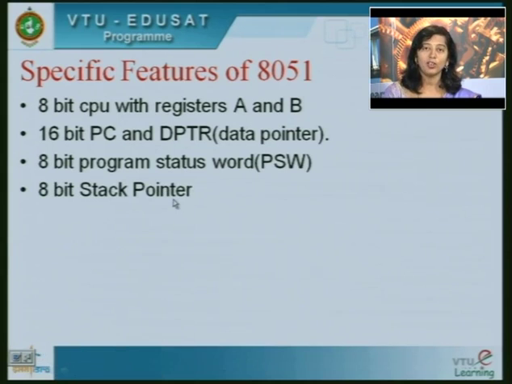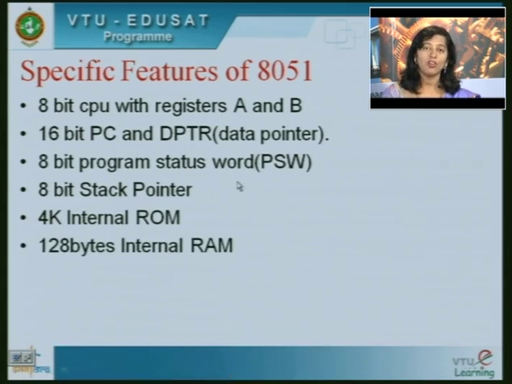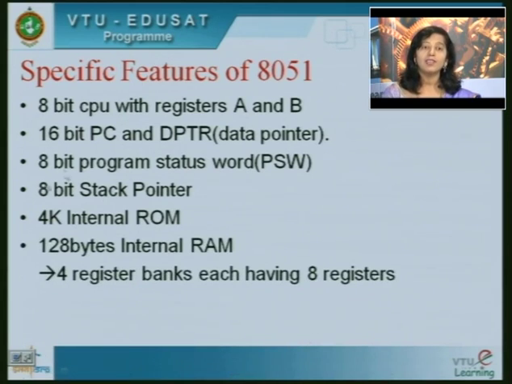Then you have a stack pointer. A stack is one specific area in the memory, and you need to have a pointer to point to the different locations in the stack. So, that is an 8-bit stack pointer. As I told you already, 4 kilobytes of internal ROM to store programs, 128 bytes of internal RAM for temporary data storage. This includes 4 register banks, each having 8 registers. So, there are 4 banks together. Every bank has 8 8-bit registers.